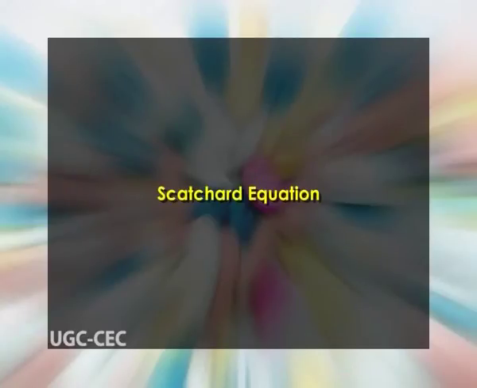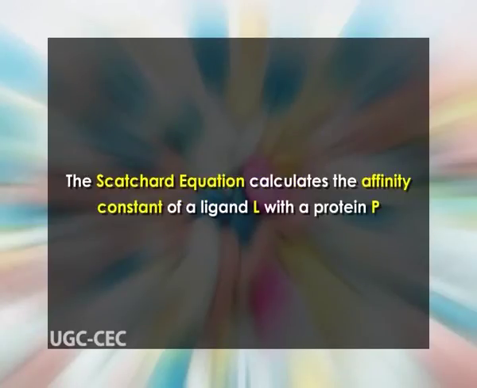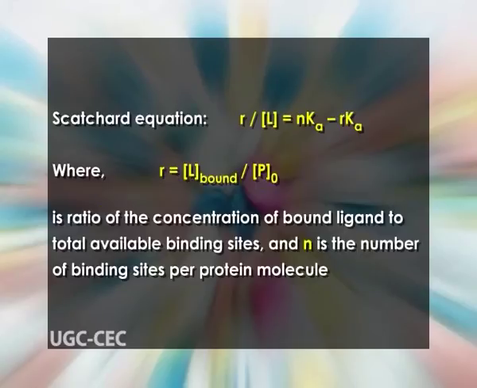Now, let us discuss the next part of our today's lecture, that is Scatchard equation. The Scatchard equation is an equation for calculating the affinity constant of a ligand L with a protein P. The Scatchard equation is given by R divided by L is equal to NKa minus RKa, where R is equal to L bound divided by P0, the ratio of the concentration of bound ligand to total available binding sites, and N is the number of binding sites per protein molecule.